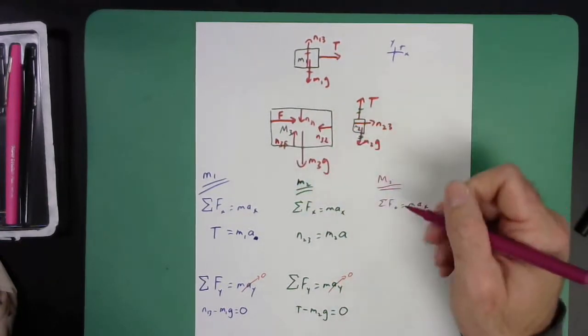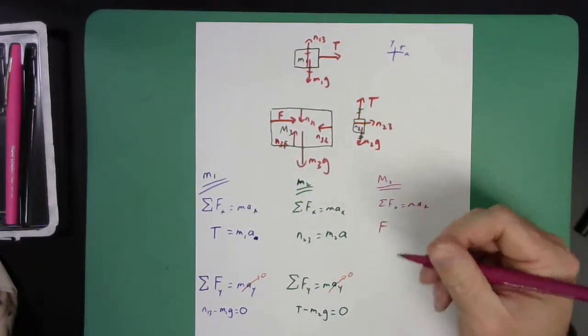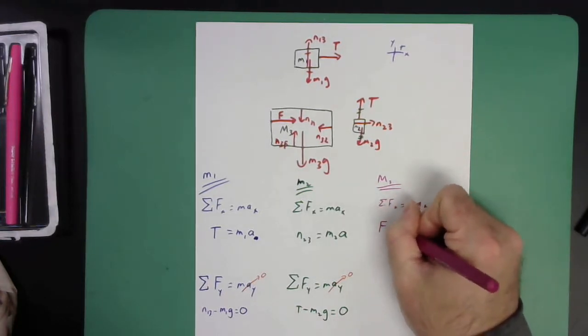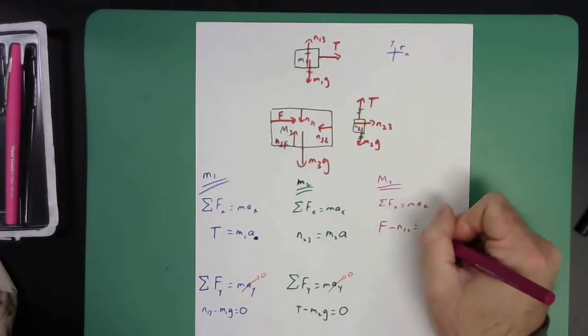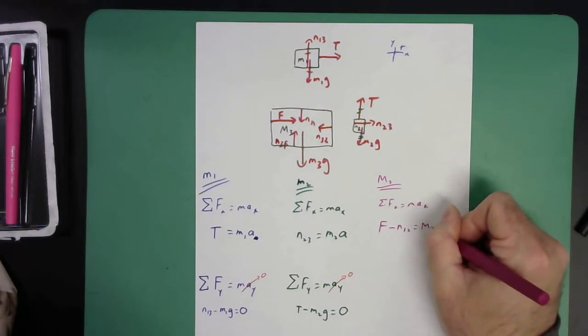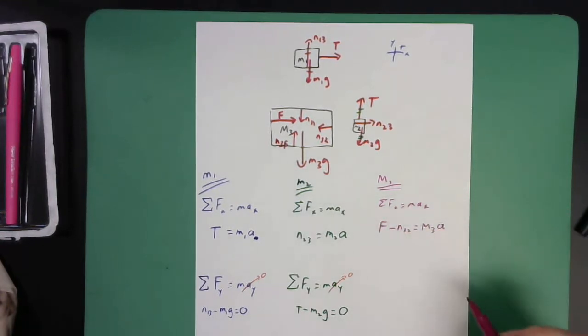There are just two of them here. It's going to be big F, and you're like, oh good, that's the thing I'm trying to solve for. I'm glad it showed up in an equation at last. Minus N32 equals, again, my system is just that big guy, so just M3 times that horizontal acceleration.